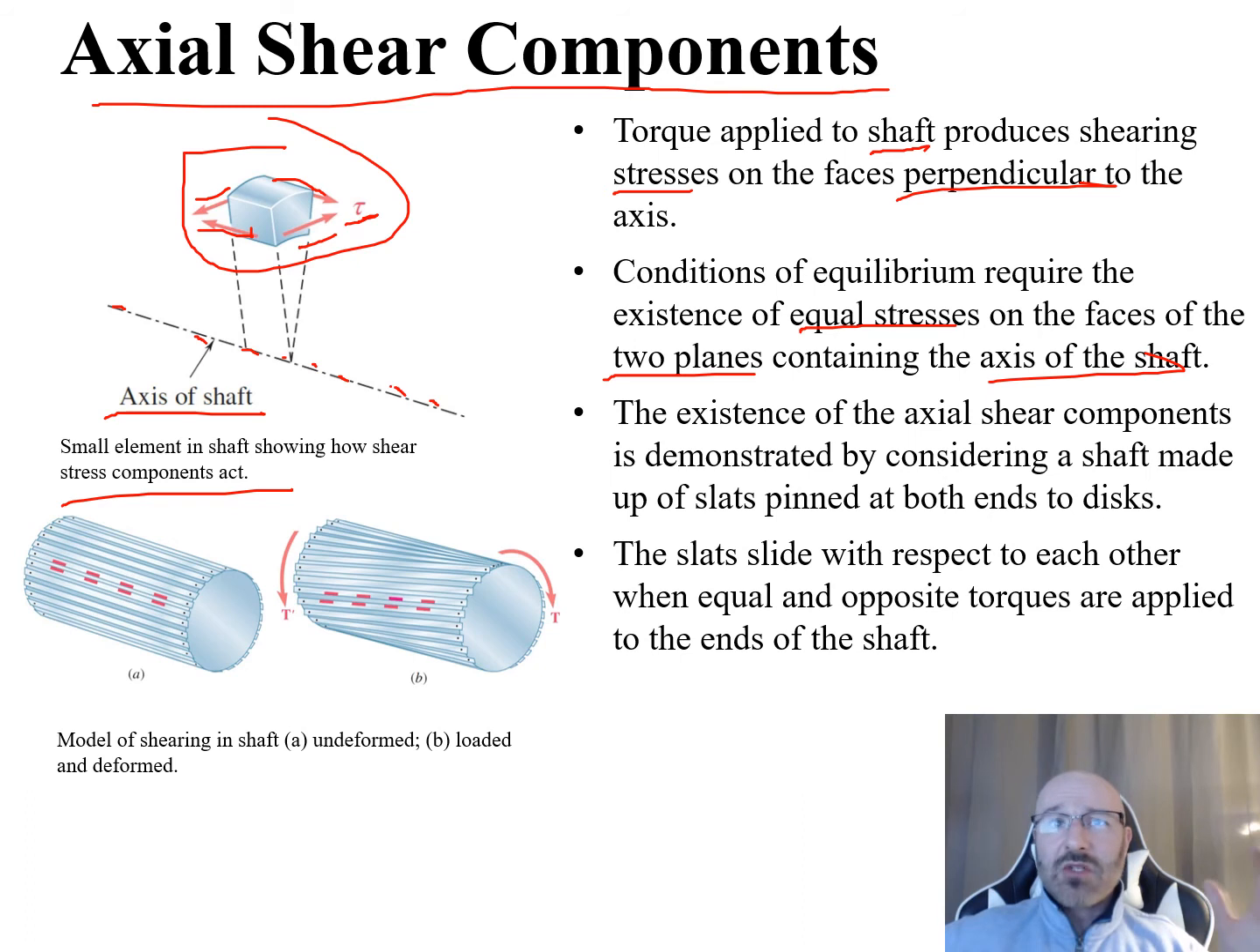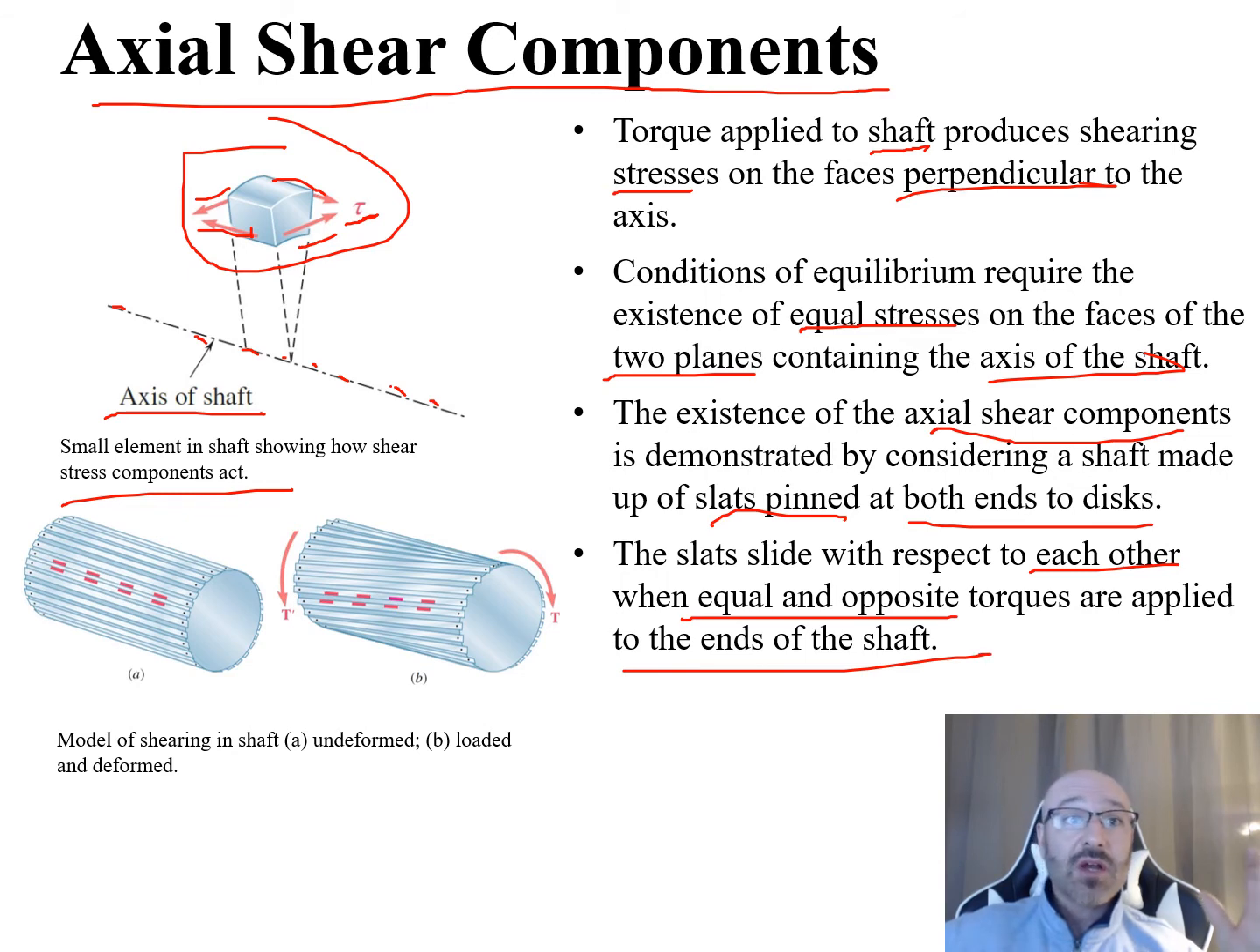So now, in order to demonstrate this, we have the existence of this axial shear component. We're going to consider a shaft that's made up of slats pinned at both ends of the disc. This is so we can get a good visual representation of what's going on within this. Now these slats are going to slide with respect to each other when equal and opposite torques are applied to the ends of the shaft.